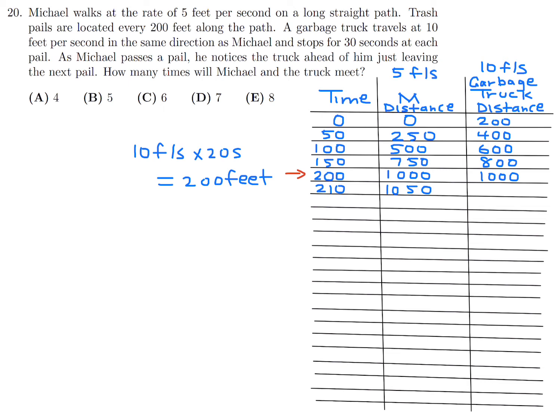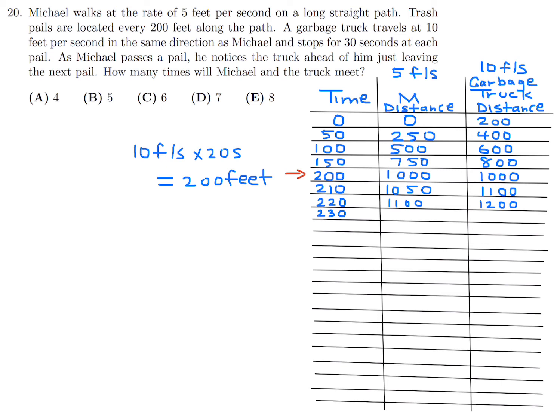So in 10 seconds, he travels 50. The garbage truck travels 100. So there we go. 220. Another 10 seconds go by. Now Michael's at 1100. The garbage truck is at 1200.